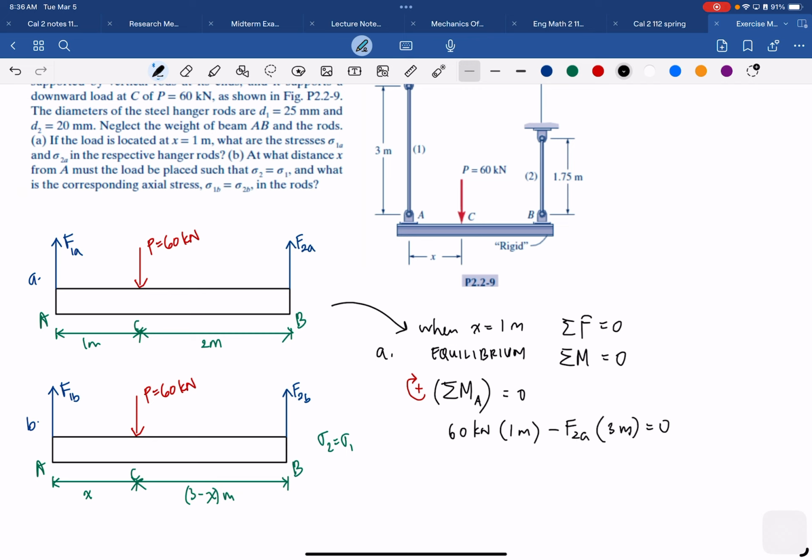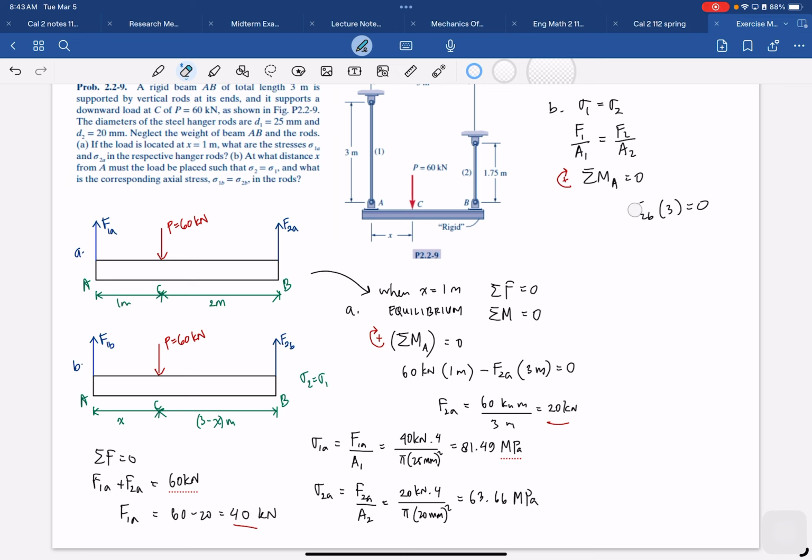So let me do it again here, and let me take C. But you could always try moment A and moment B. It should be the same result. But I want to get the shortest path possible.